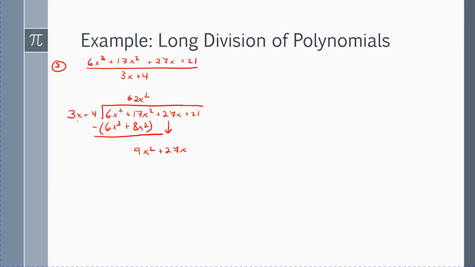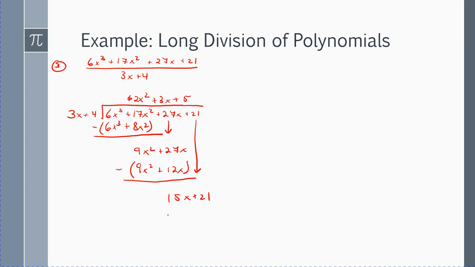So what is 9x squared divided by 3x? That gives me 3x. So 3x times 3x gets me 9x squared. 3x times 4 gets me plus 12x. Let me subtract. Notice how this is always happening. The 9x squared minus 9x squared goes away. 27x minus 12x gets me 15x. Bring down the 21. Now look, when you take 15x divided by 3x, you get just 5.